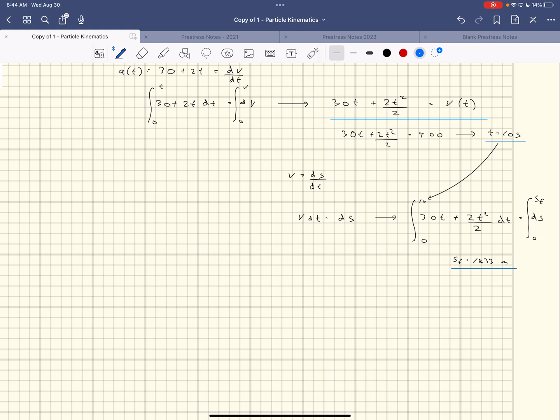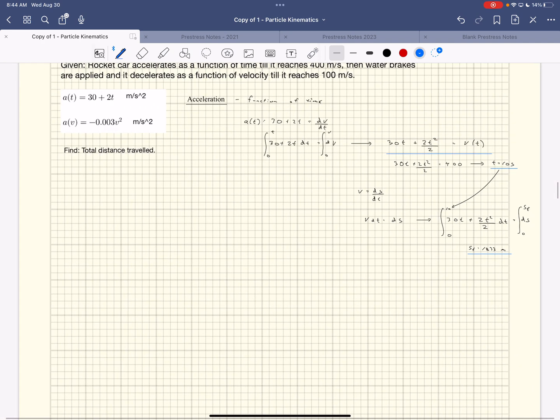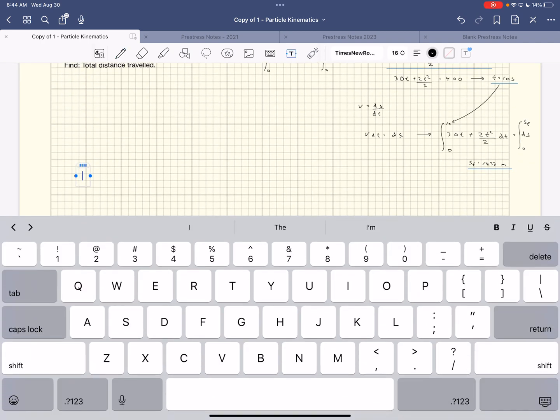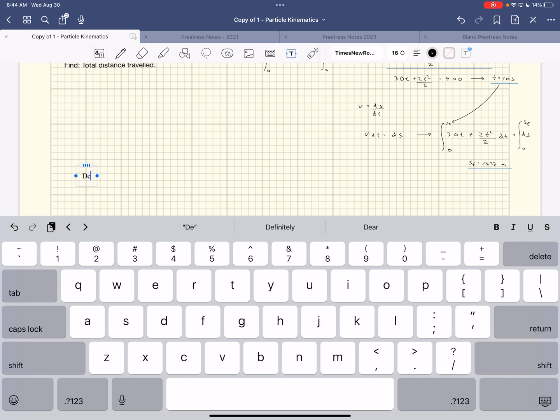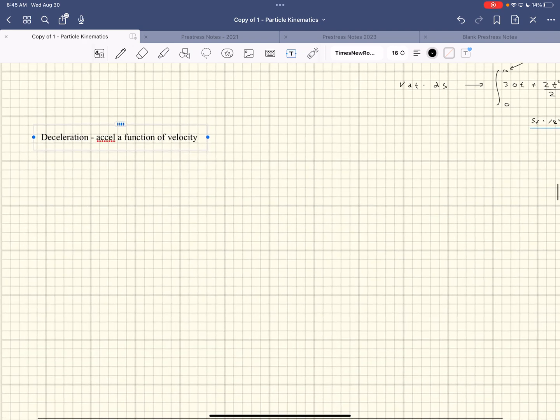The next stage, though, is something new. It's the deceleration. Let's jump down to the deceleration. That's the water brakes. Deceleration. Acceleration as a function of velocity. Okay, it's that part of the problem.